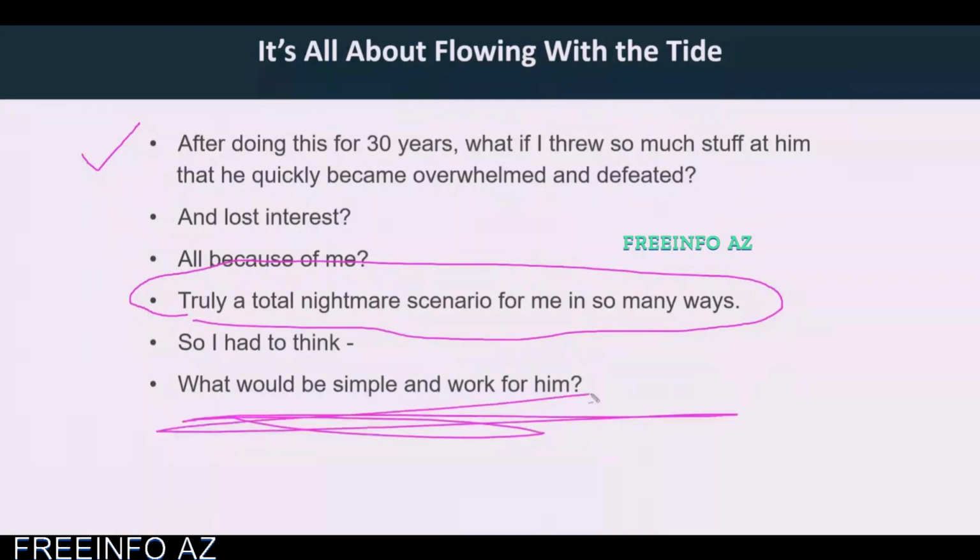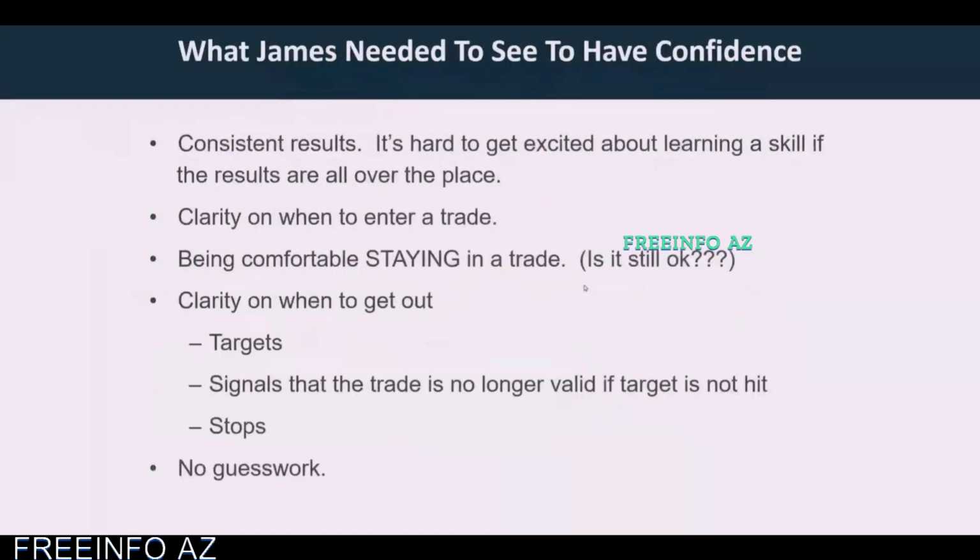And so I had to think, what would be simple for him and would also work. And I made a note, like, what did he need to see to have confidence in this? Because he didn't have the trading bug at this point. It's like, is this a better alternative to Subway? So he's going to have to see consistent results. It's going to be hard to get excited about learning the skill if the results are all over the place. Clarity on when to enter a trade. So no ambiguity was a big thing.